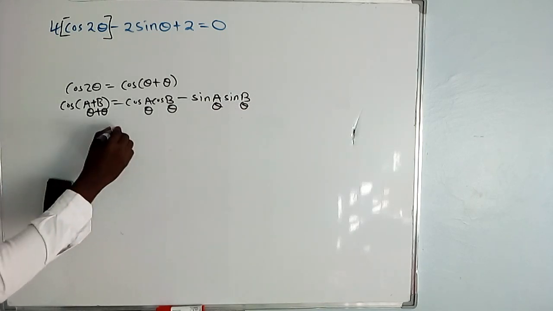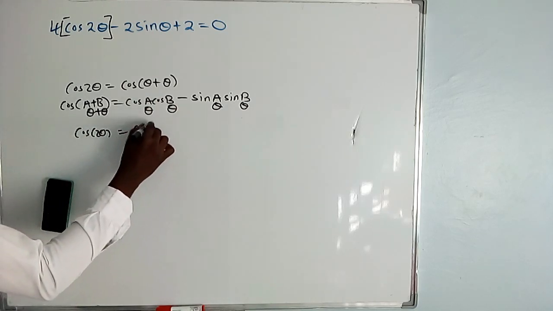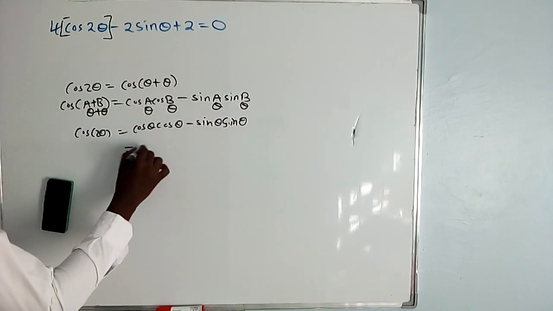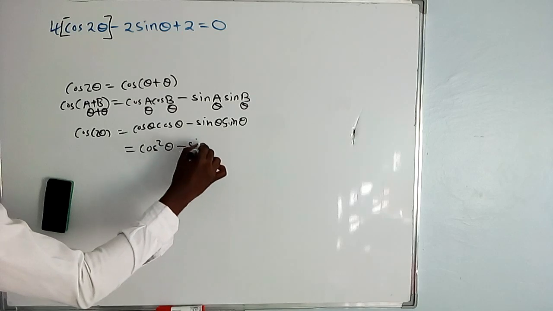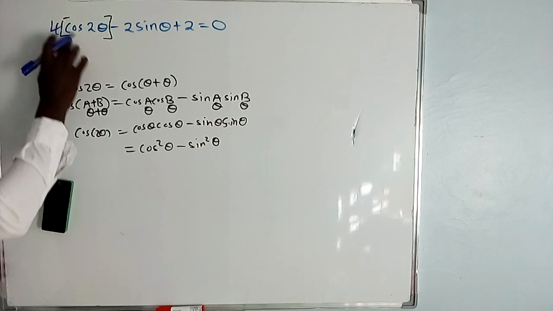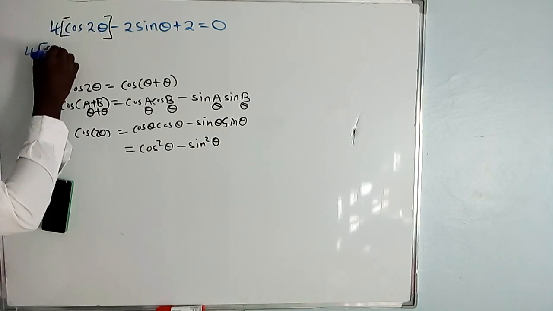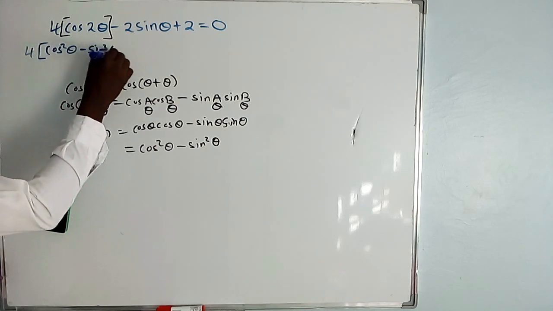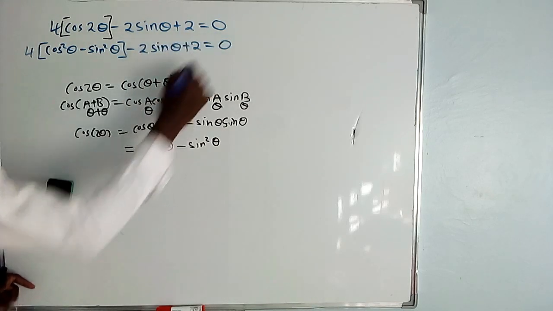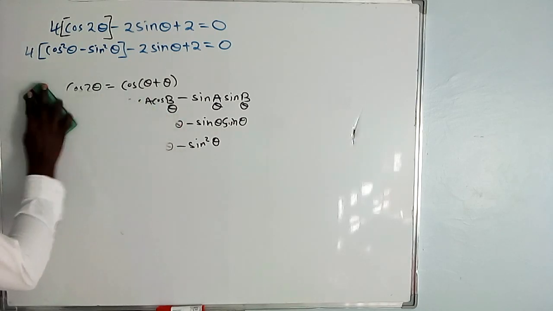So in the end you end up with cos θ cos θ minus sin θ sin θ. Cos θ times cos θ is cos squared θ, minus sin θ times sin θ is sin squared θ. Then you substitute it back. So it implies that cos 2θ is the same as cos squared θ minus sin squared θ. Now you go back to your equation and you substitute that cosine double angle.